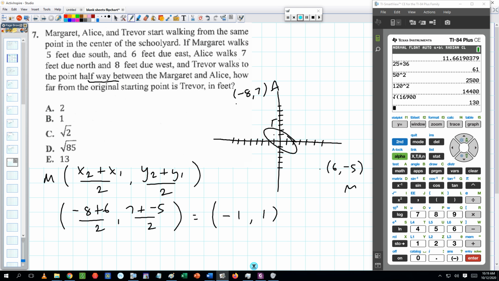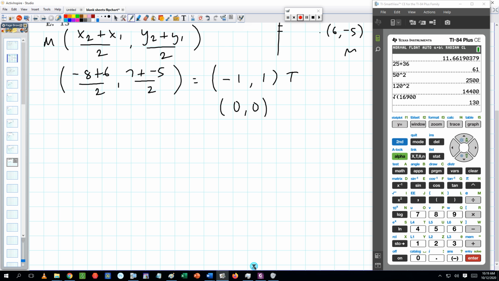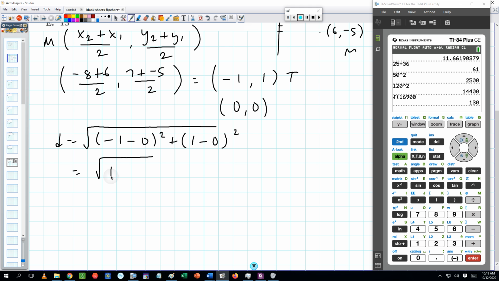How far from the original starting point is Trevor? So we want to find this little distance right there. From Trevor, we want to find the distance back to the origin. Distance is equal to, subtract your x's, subtract your y's. Negative 1 take away 0 is negative 1. Negative 1 squared is a positive 1. 1 take away 0 is also 1. When we square that, we get a positive 1. Square root of 2.